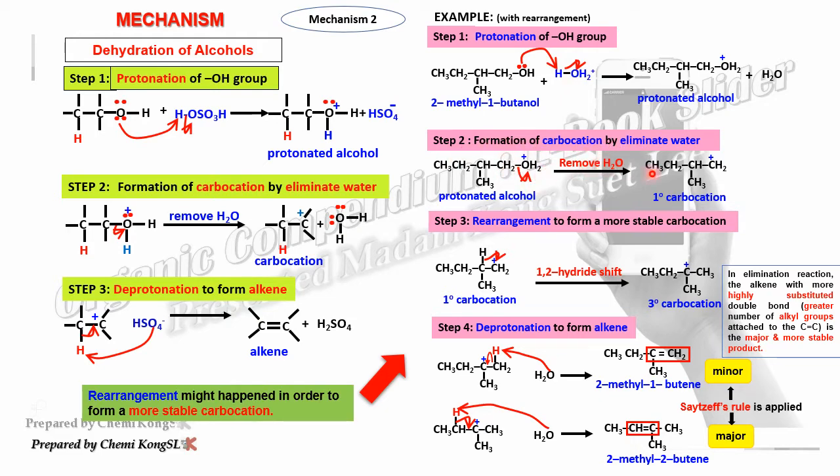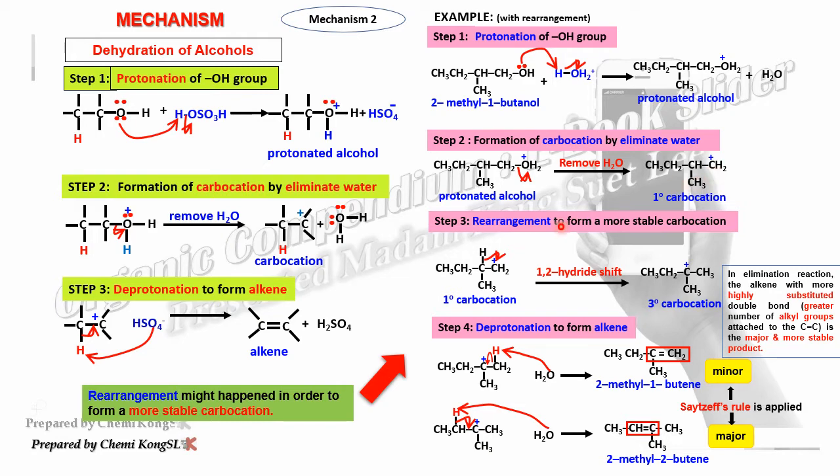Remove H2O and then form the carbocation. This is what I mentioned just now. Please state the class of carbocation. This is a primary carbocation. Why? Because this C is only attached with one alkyl group. Sorry, I suppose I should say this C is attached with one carbon. That's why this one is a primary carbocation.